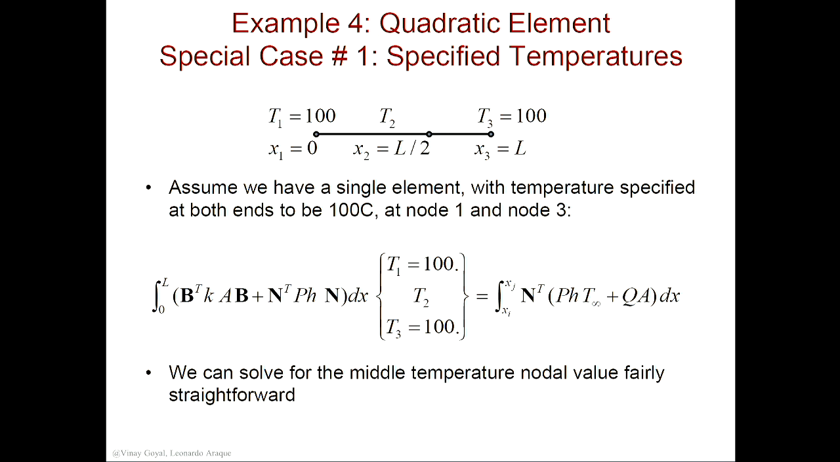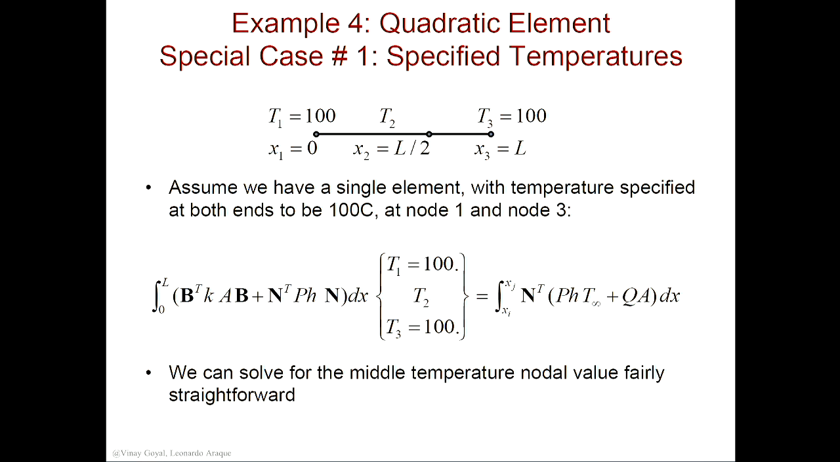So case number 1: a single element, but it's quadratic. I'm specifying temperature here and here, but not here. Just a single element, so same process. Plug it in. This is 100, 100. One equation, solve for T2. So that's a simple one.